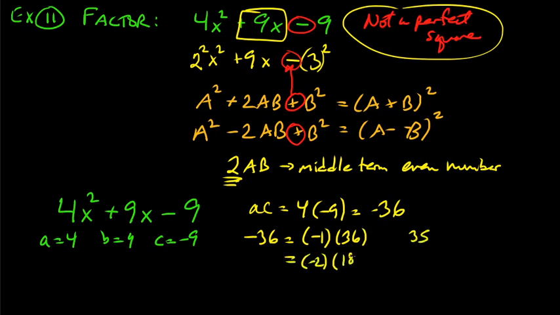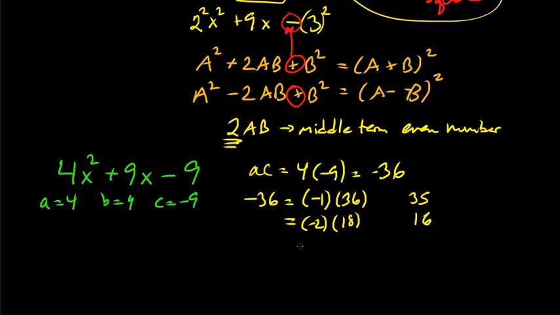Negative 2 times 18 is negative 36. That adds to 16. And then if you divide by negative 3, I think we get 12. And negative 3 plus 12 is 9. So there's our match. So you split this up.